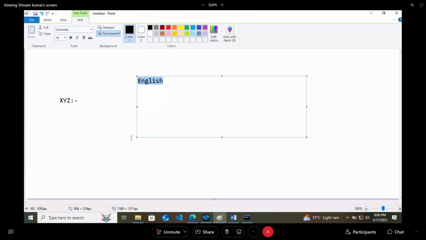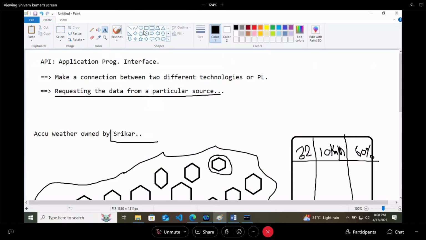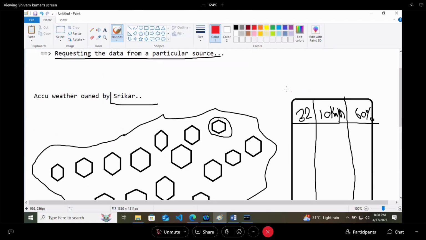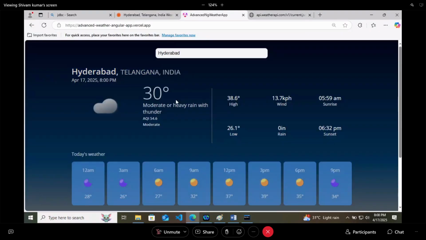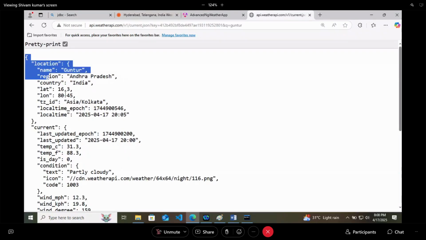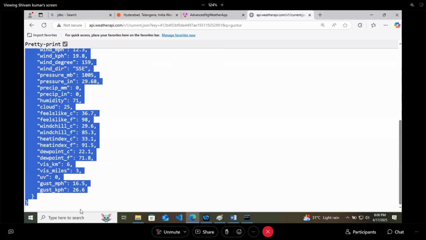So API always does two things. First, it is used to make a connection between two different technologies. Second is also related actually. The database is sending data to my website. Again API only, because the database is communicating with the front end, right? But data will never come in this format. This is how we are presenting the data. Data will always come in this format. Always. This is called JSON format.